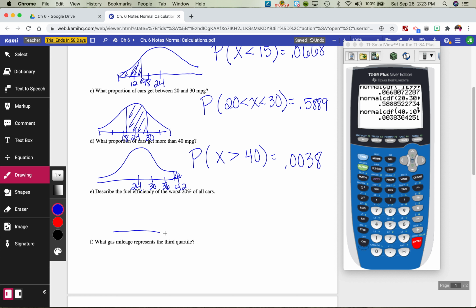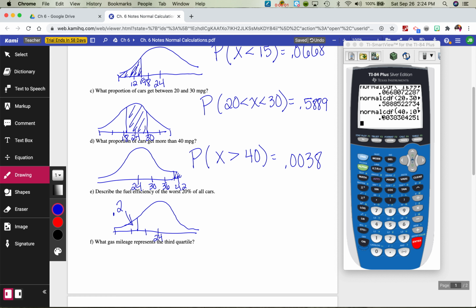Describe the fuel efficiency of the worst 20%. Okay, that is just so bad I have to erase it. Okay, not much better, but so we have 24, and we're looking for just the least 20%. So this one you can just pick a spot, and that's actually not very, it should be in the right half. Call this 0.2, okay?